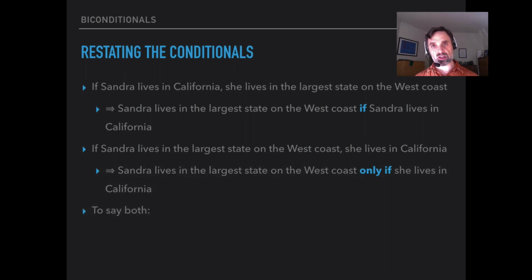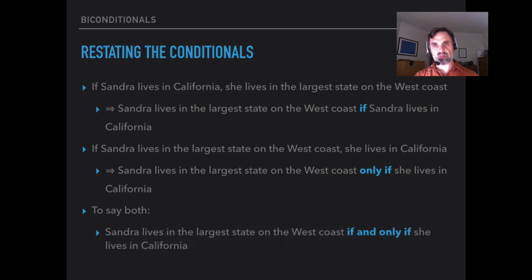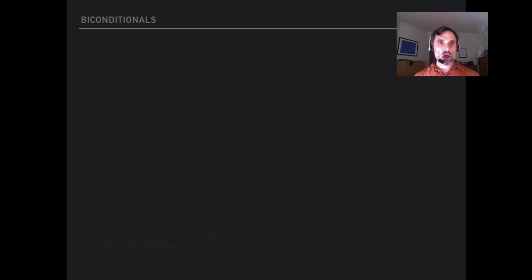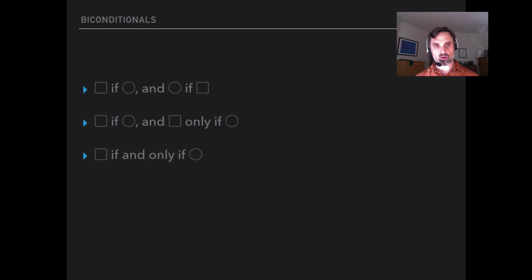So to say both of these conditionals at once, we just stick the if and the only if together. We say Sandra lives in the largest state on the west coast if and only if she lives in California, and now we've said both of those conditionals together in a more concise formulation. We didn't have to say both of them and repeat ourselves. So that's the biconditional. We can say square if circle and circle if square, or you can say square if circle and square only if circle, or we could say square if and only if circle. And all of these say the same thing.